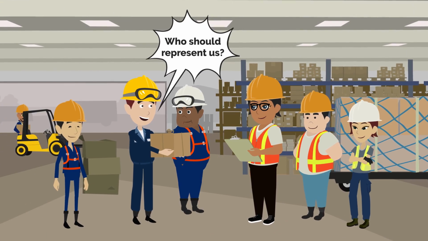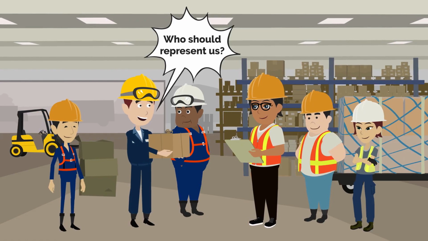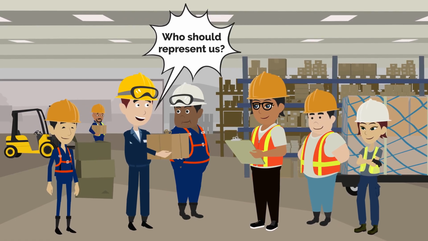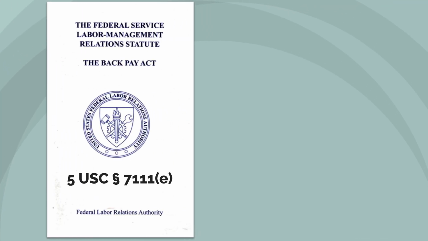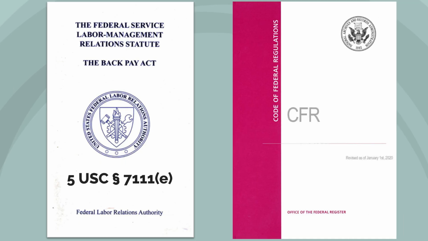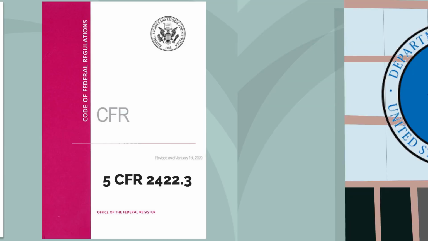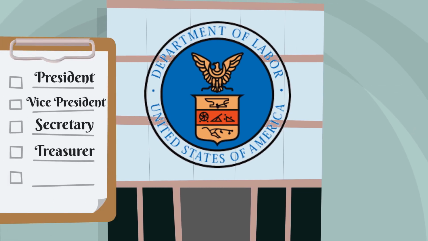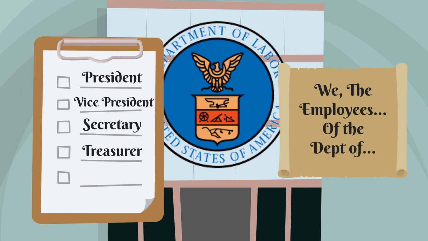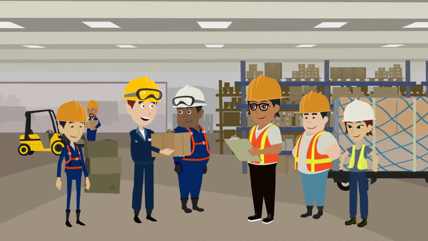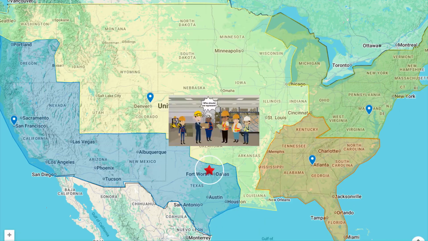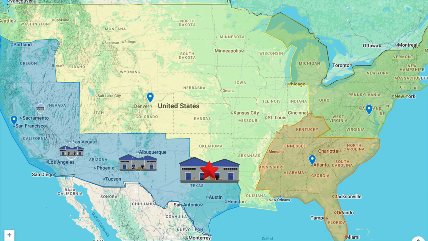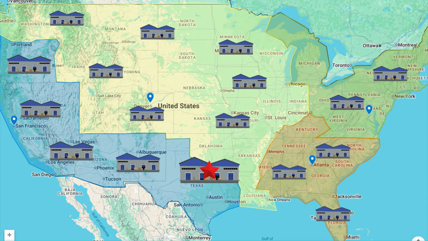Next, if you don't already have one, you need to find a labor organization willing to represent you, or establish your own union. If you are establishing your own union, you need to comply with 5 U.S.C. 7111(e) and 5 CFR 2422.3 and submit documentation to the Department of Labor, including a roster of representatives and a copy of your constitution and bylaws. You also need to decide who you want to represent in your organization. Are you seeking to represent employees in your work unit, the whole facility, the region, or nationwide?